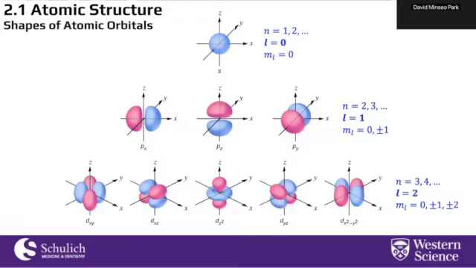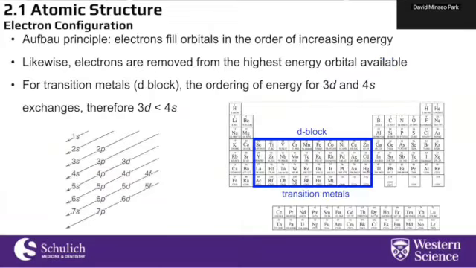So here are just some pictures of the shapes of the atomic orbitals and their corresponding quantum numbers beside them. Okay, so now I want to talk about electron configuration.